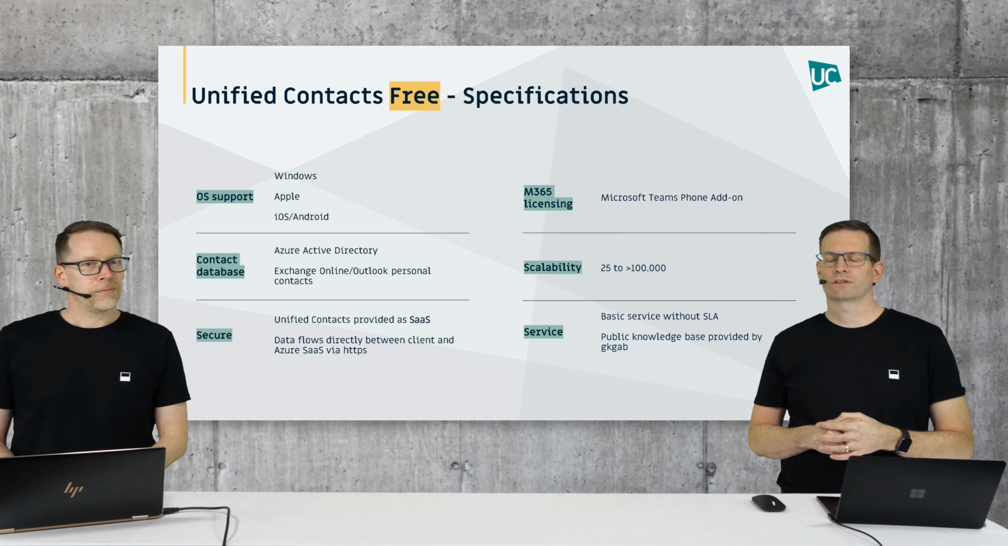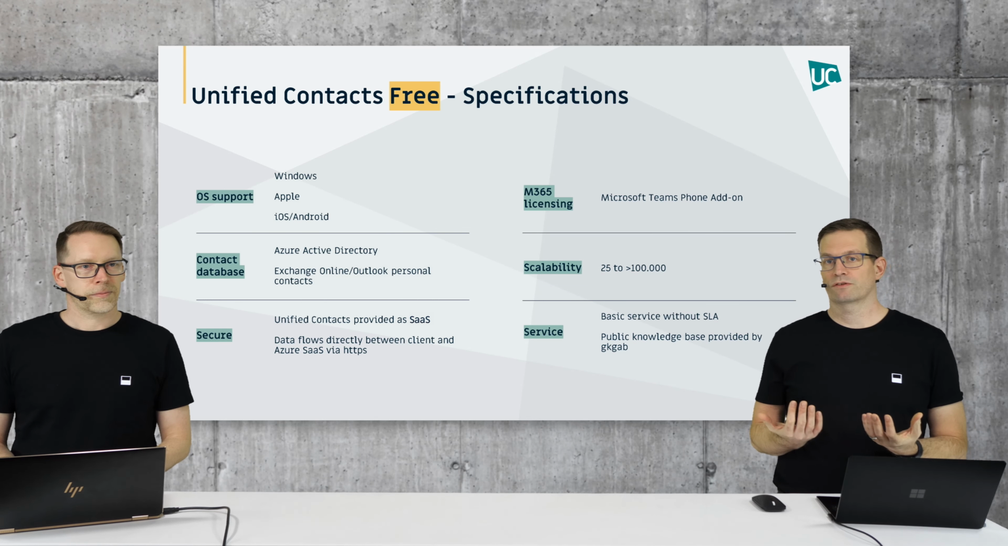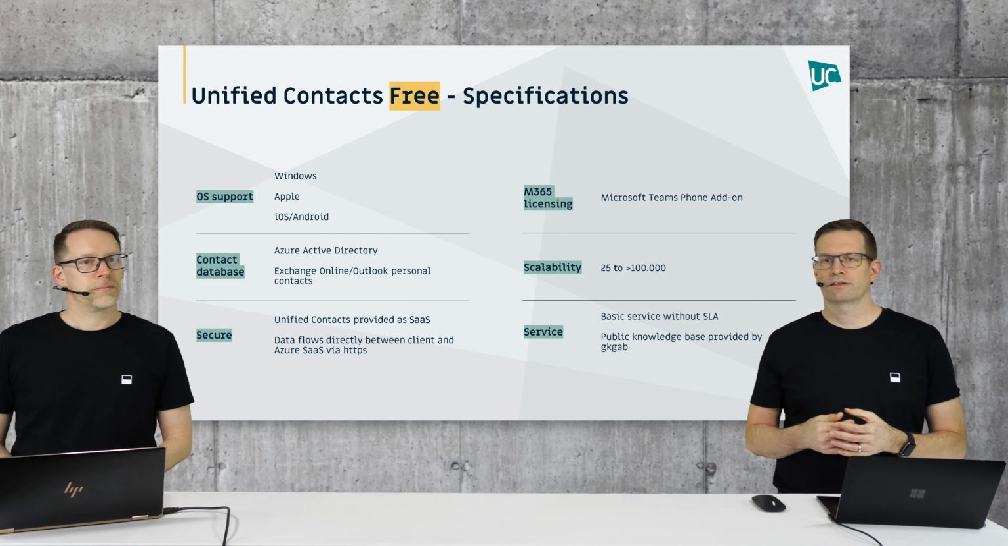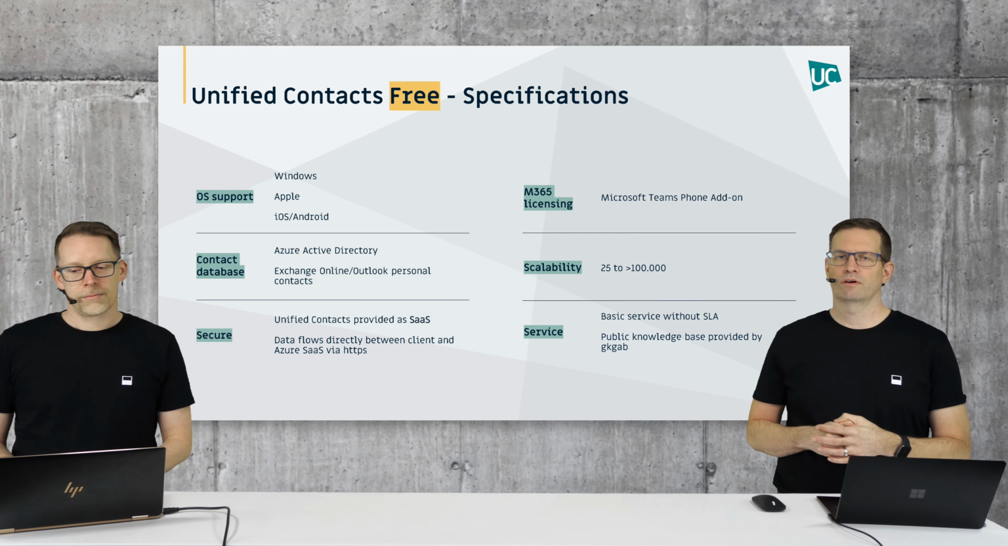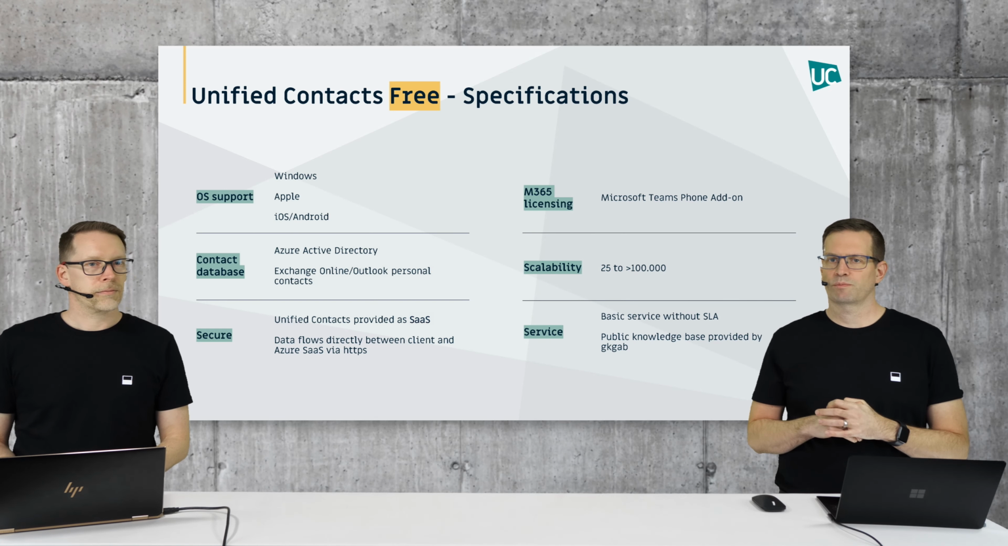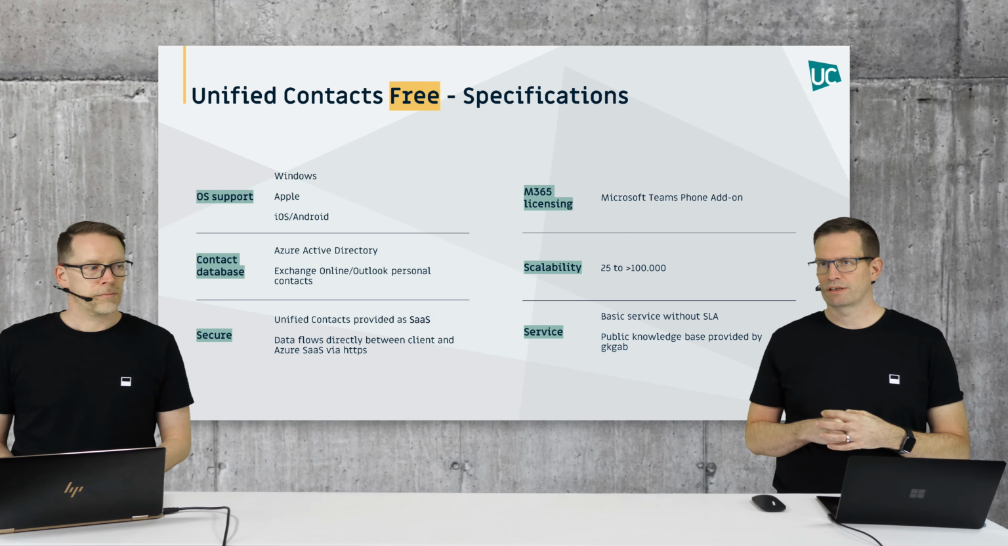And because UnifiedContacts is provided as SaaS by Glucan and GAB, it's secure. It's out from the Azure tenant, from our Azure tenant. And as we already explained, the data flow is directly between your client and the Azure SaaS platform. And here we are using HTTPS.